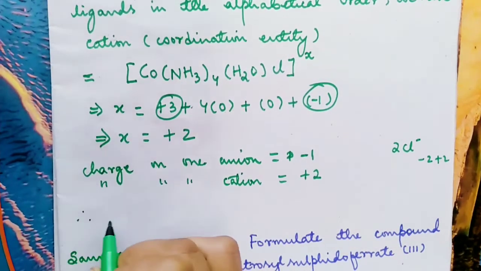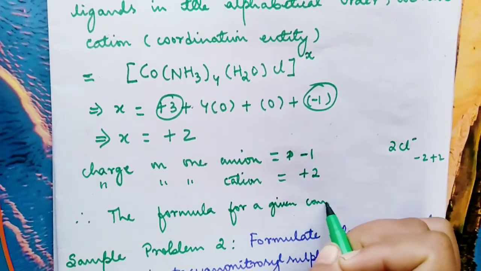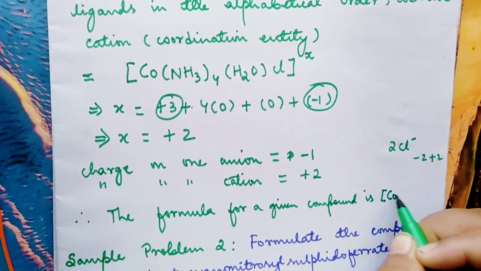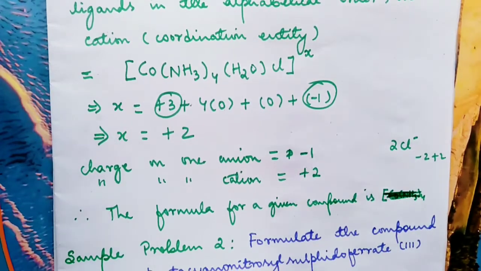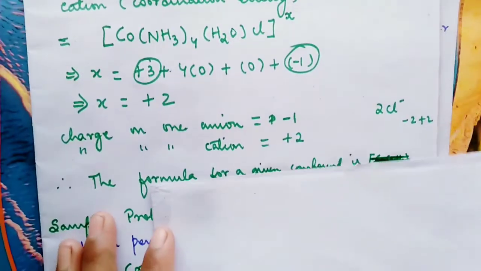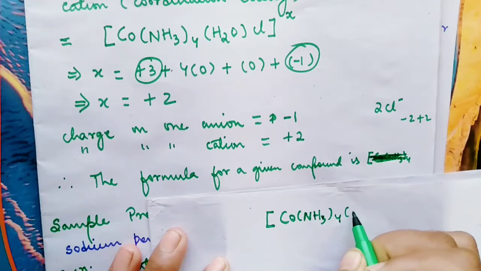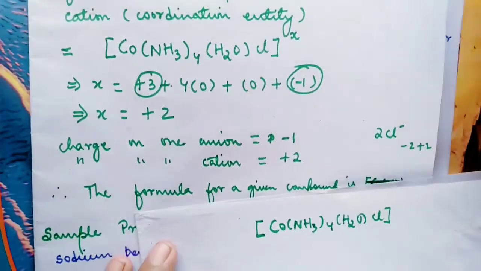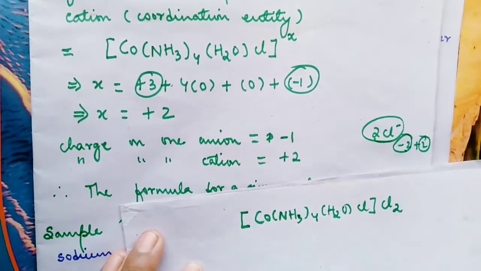So therefore, what would be the formula? The formula for the given compound is: cobalt, NH3 4, H2O, Cl. There is no space. Here we have Cl minus, but there should be 2 Cl minus, so that we get minus 2, in order that this gets cancelled with this. So there should be Cl2 of this form. So hence this is the formula.